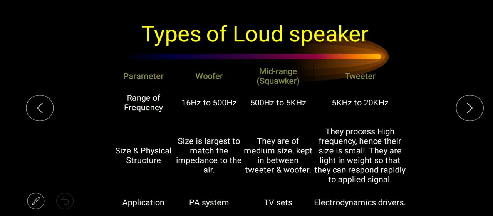Again, the woofer has a large size because it has to match the impedance to the air, and generally the squawker is made in between the tweeter and woofer. In application, the woofer is used in PA systems, mid-range or squawker is used in TV sets, and tweeter is used in electrodynamic drivers. There are more types of loudspeaker also, even on the basis of construction detail, working principle, and so on.